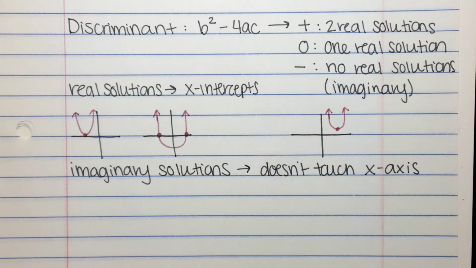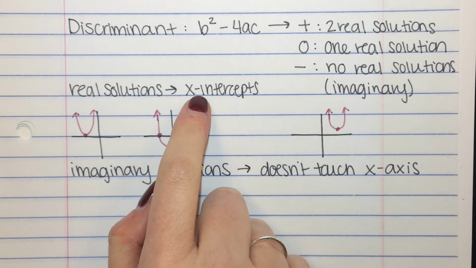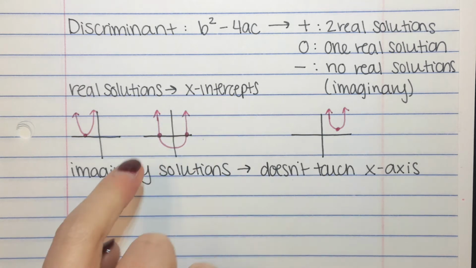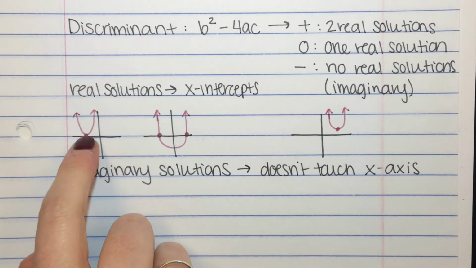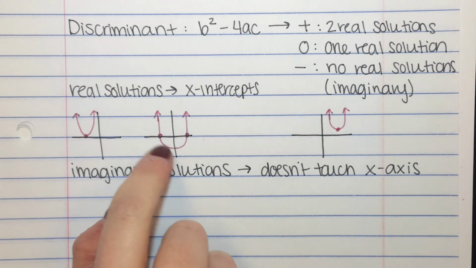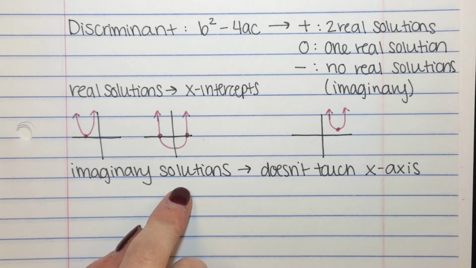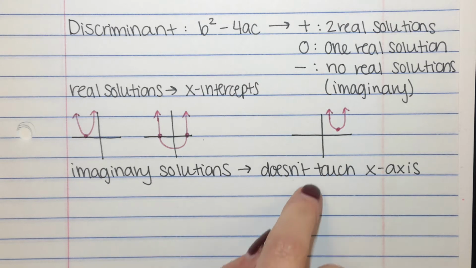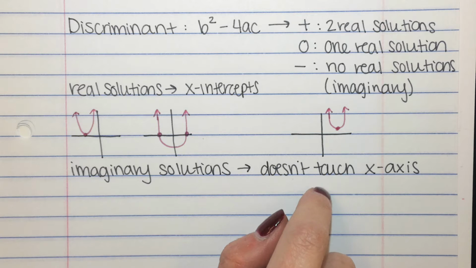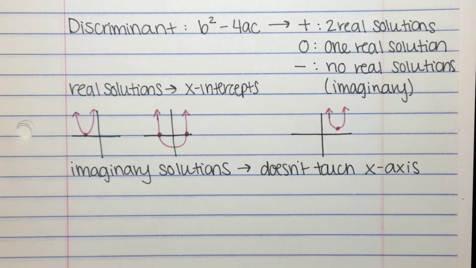Okay, so when we're talking about real solutions, so you get real numbers as your solutions, those correspond with x-intercepts on the graph. So if you have one real solution, it just touches the x-axis in one spot. If you have two real solutions, then it's going to hit the x-axis at two locations. If you have imaginary solutions, so you have an i, a square root, or a negative in your answer, that means those are non-real solutions, and that means your graph doesn't touch the x-axis. So those are pretend solutions, and they're out here hovering away from the x-axis.